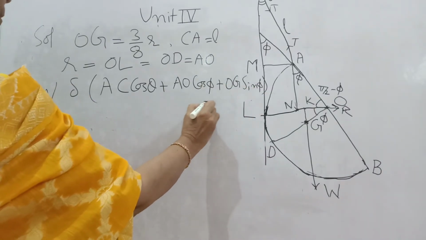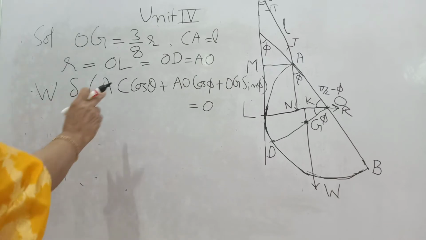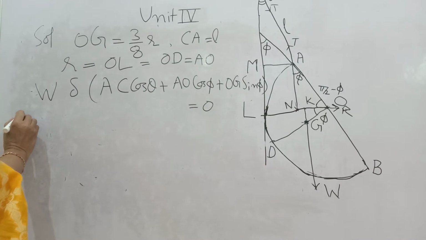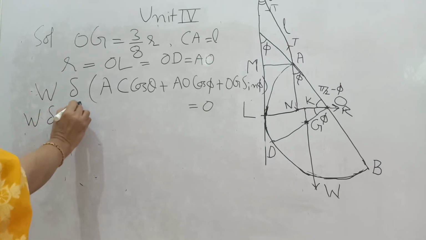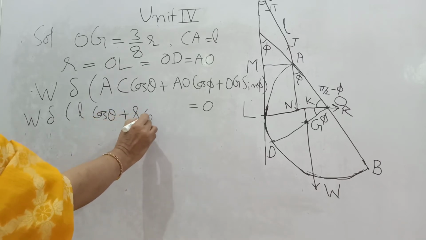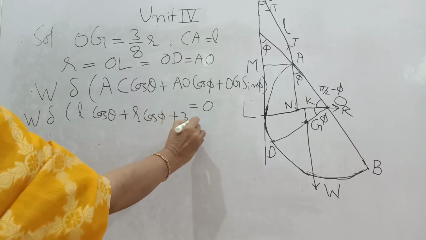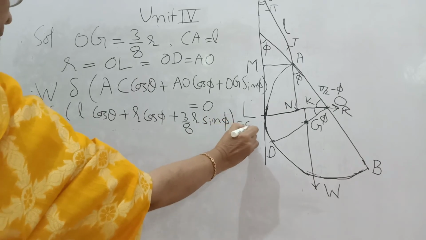This is equal to 0. This will be the equation of virtual work done. Now let us substitute the values of AC, AO and OG, and after that we will differentiate. So it will be W delta of (L cos theta plus R cos phi plus 3 by 8 R sin phi) is equal to 0.